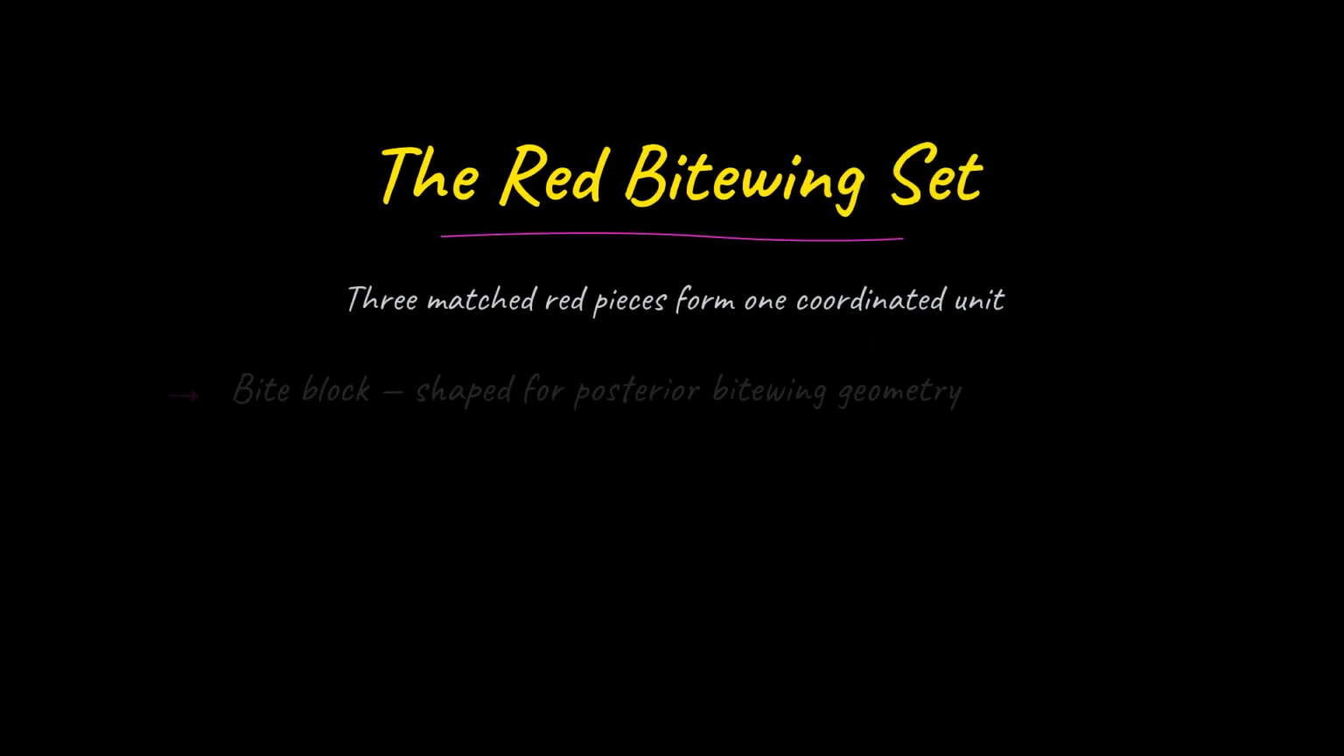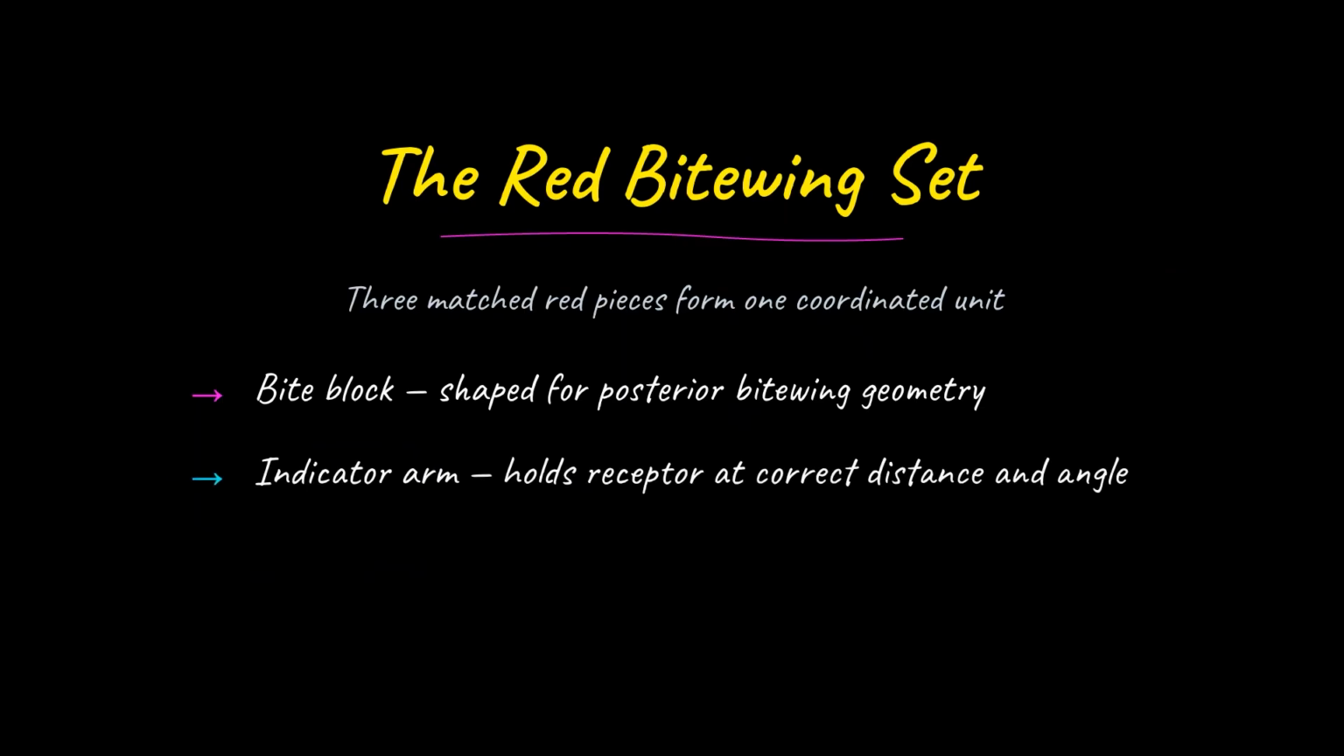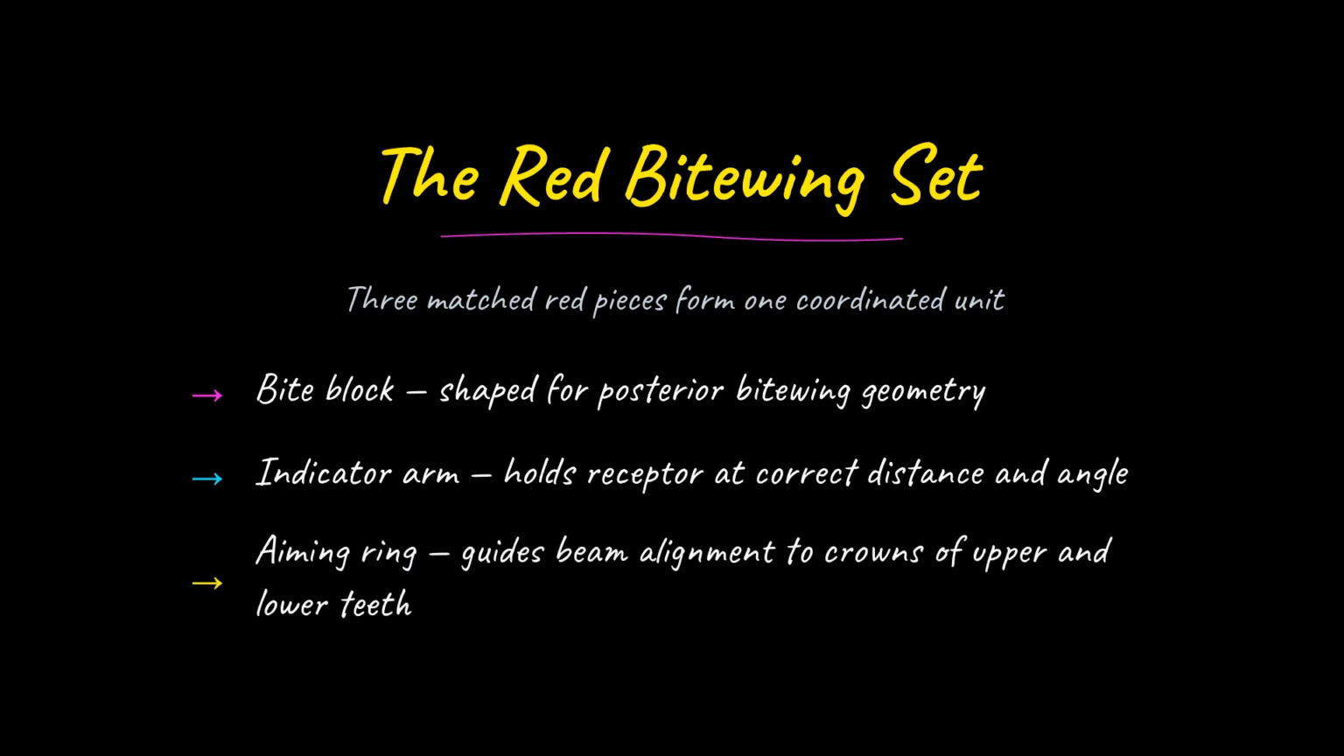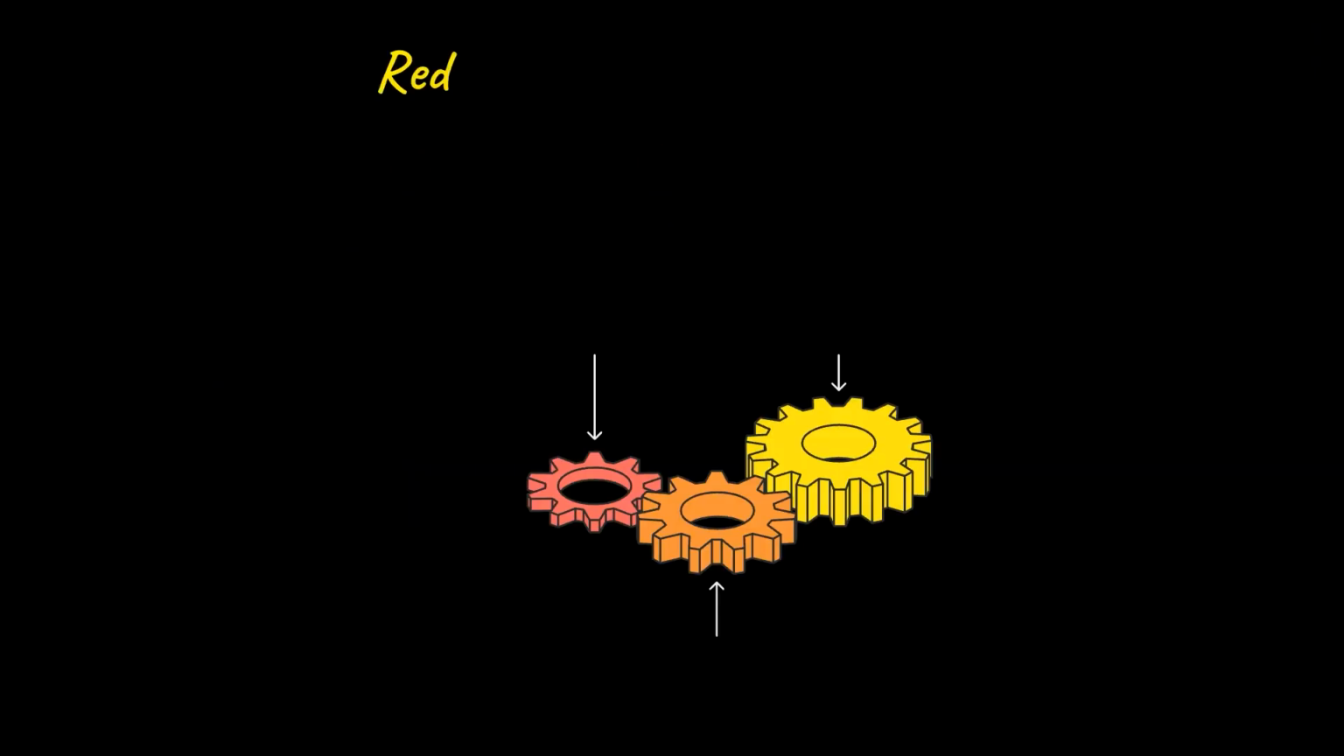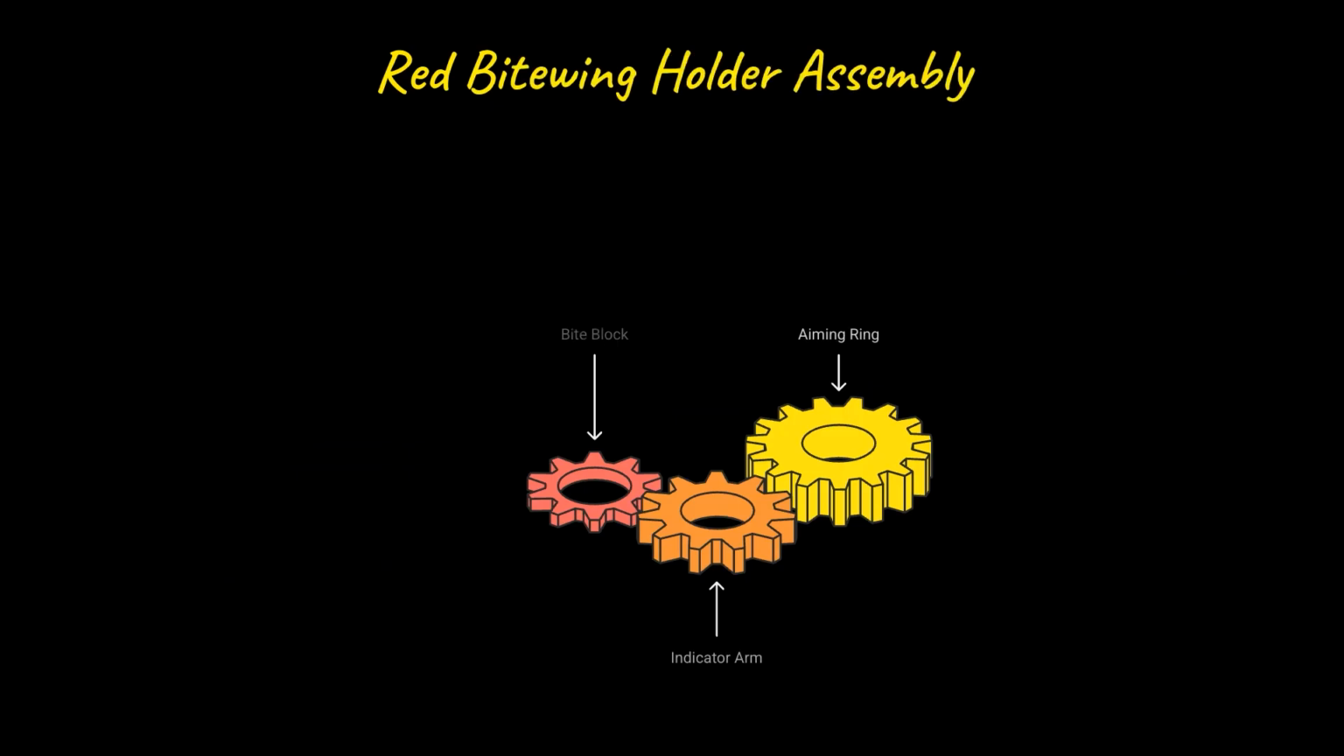Each color groups 3 components: a bite block, an indicator arm, and an aiming ring. The red set is configured specifically for bite wing geometry, positioning the receptor to capture the crowns of upper and lower posterior teeth simultaneously. The 3 red components snap together into a single unit. Because all pieces share the same color, the operator can confirm at a glance that the assembly is complete and correctly matched before positioning the patient.